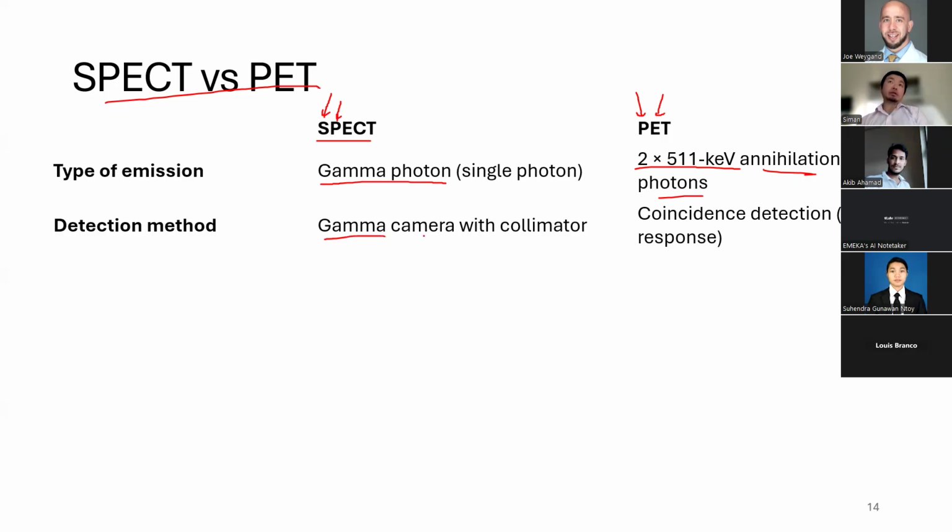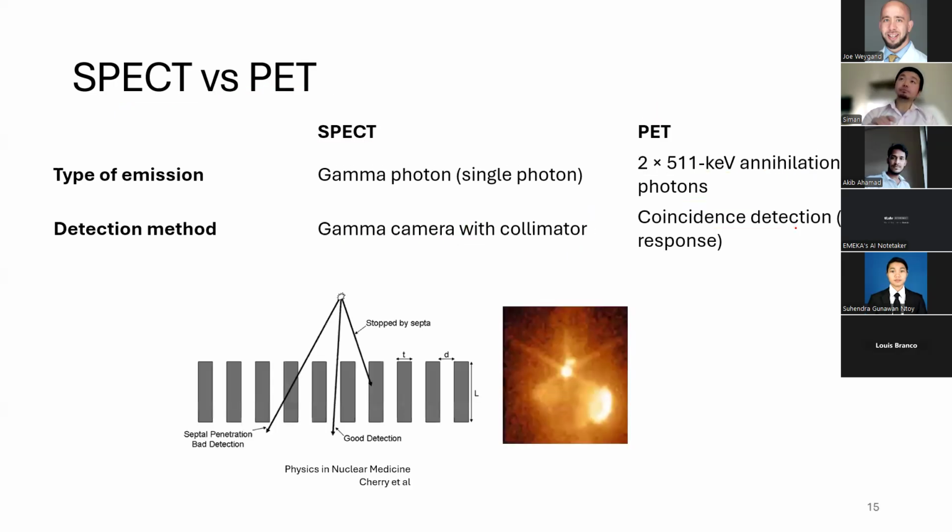As for the detection method, SPECT uses a gamma camera with a collimator, which is a very important part of the gamma camera, and PET uses coincidence detection. For the gamma camera, the collimator is constructed of lead, and the interspace is sometimes filled with carbon fiber. Suppose your detector is down here. When you detect an event, you have to assume that it comes from directly above it, normal to it. This is your line of response.